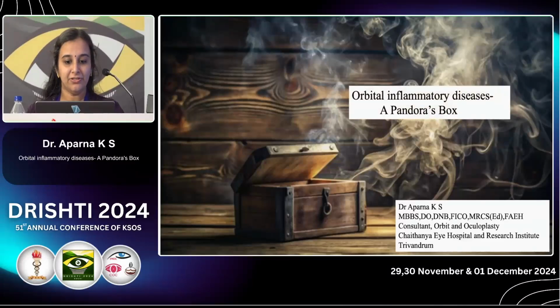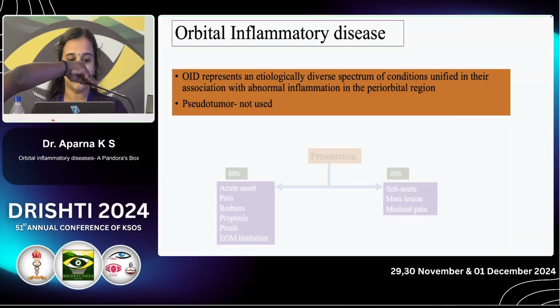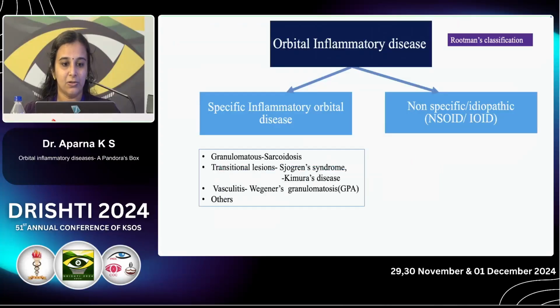Today let's try to decode orbital inflammatory diseases. Orbital inflammatory disease is an umbrella term that represents an etiologically diverse spectrum of conditions unified in their association with abnormal inflammation in the periorbital region. Presentation in 80% can be an acute onset of signs of inflammation, but in 20% of cases it can be subacute with mild pain, and it can present as a mass lesion also.